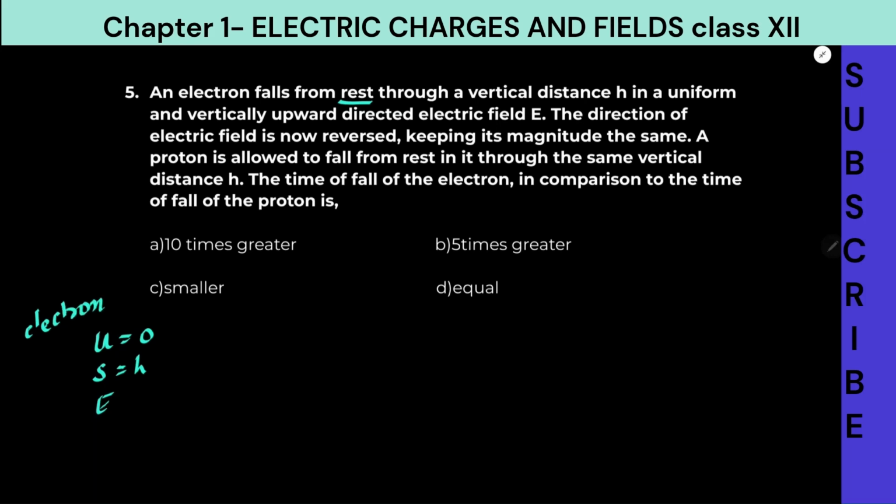Now proton falls from the rest again through the same height. So distance is again h. Okay, in the same field. Okay, yeah, electric field, they have not changed the magnitude, only the direction is changed because the proton is falling, right? So electric field is still E. Okay, great. The time of fall of the electron in comparison to the time of fall of proton will be how much? You have to check that.